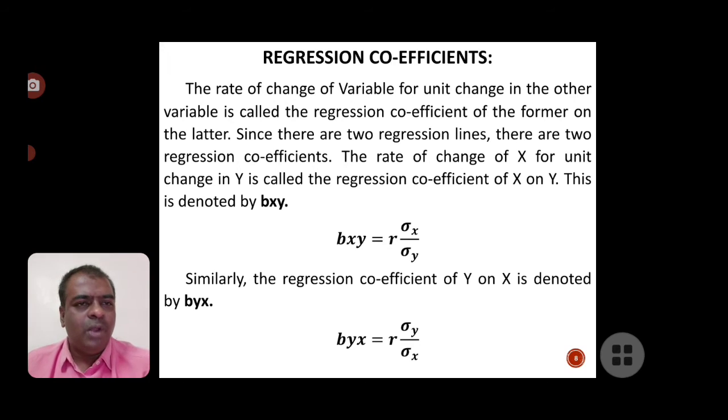Now, there are certain formulas to find out bxy and byx. Bxy is equal to the coefficient of correlation, that is r, into standard deviation of x divided by standard deviation of y. Similarly, the regression coefficient of y on x is denoted by byx, and byx is equal to r into standard deviation of y divided by standard deviation of x. Further, we also have different formulas when we have to calculate bxy from the actual mean and bxy from the assumed mean. So regression coefficients bxy and byx are found out through different formulas depending on the nature of the data which we have in the problem.